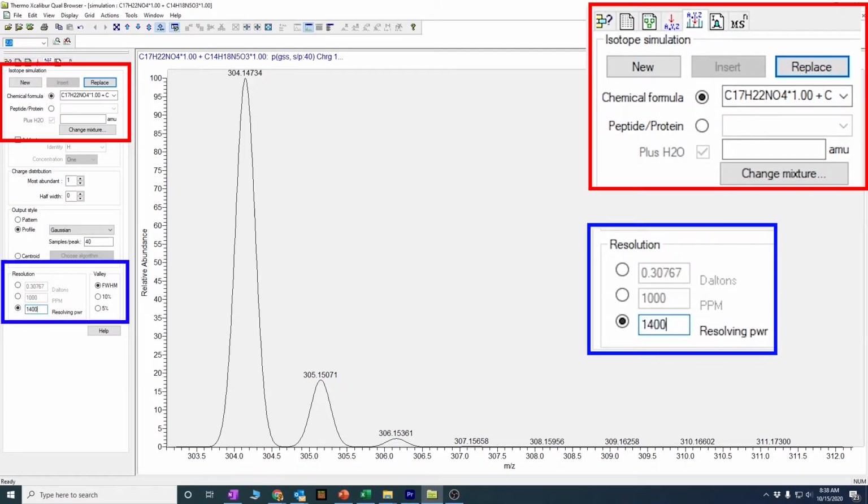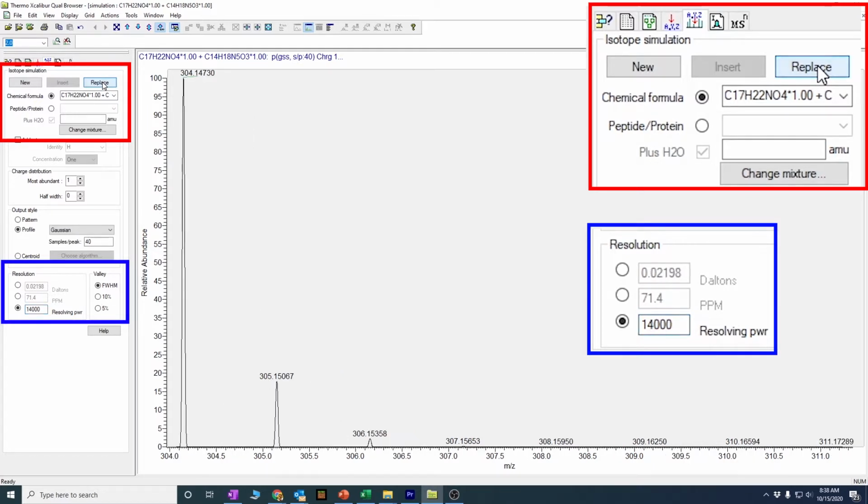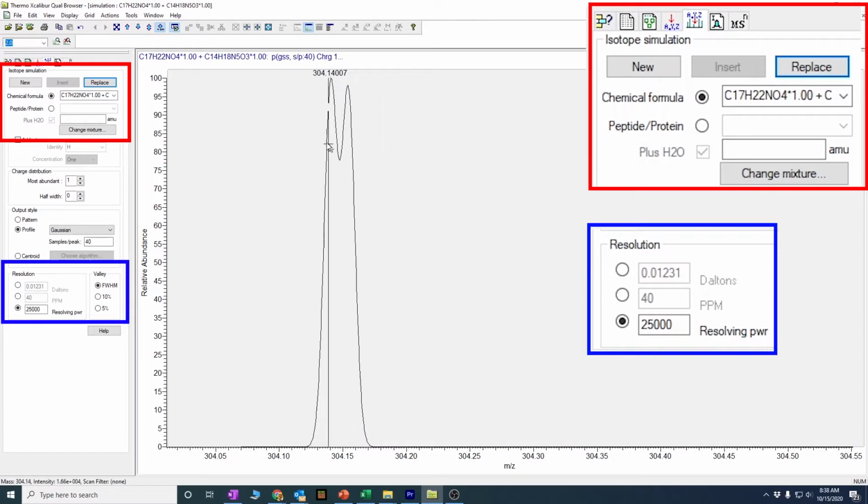We do not have the resolution to see these peaks. Let's try something like a TOF. Let's suppose we got a TOF and it's running at 14,000. Let's see what we get. Okay, we still can't distinguish between the peaks. Let's go up to 25,000 resolving power. Look at that, there we go. We're starting to see two different peaks here, one at 304.14007, and one that hasn't been labeled.